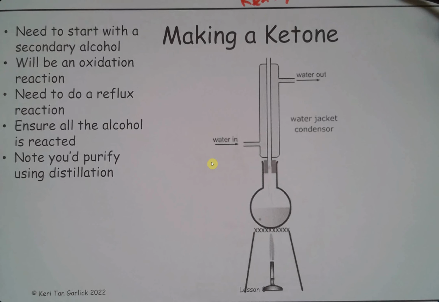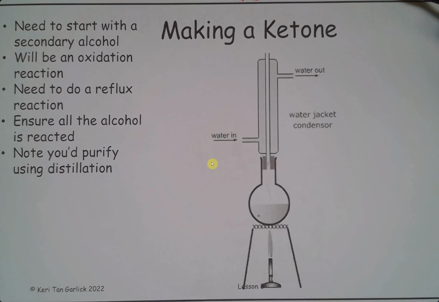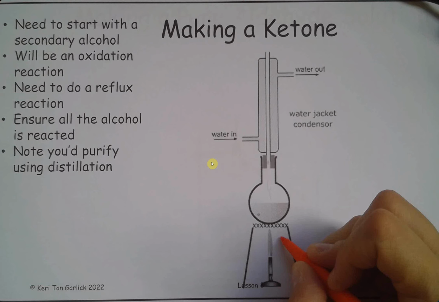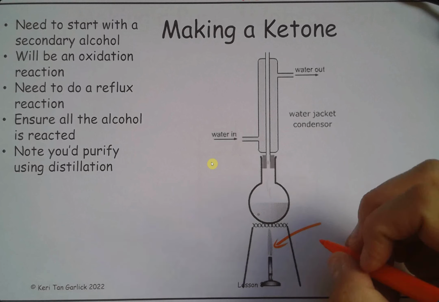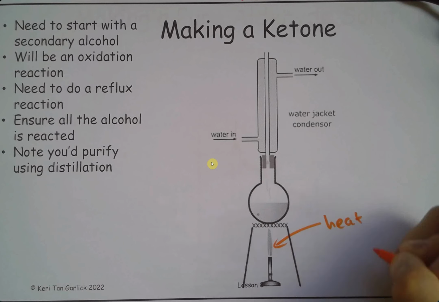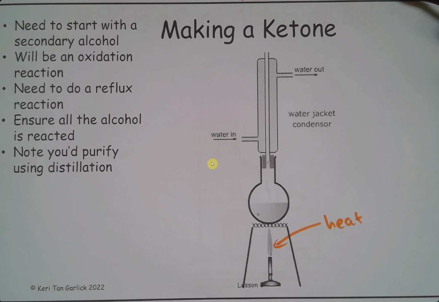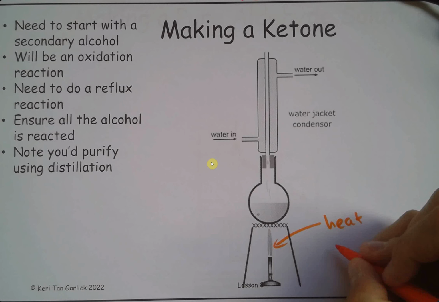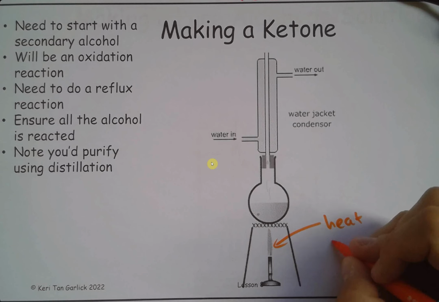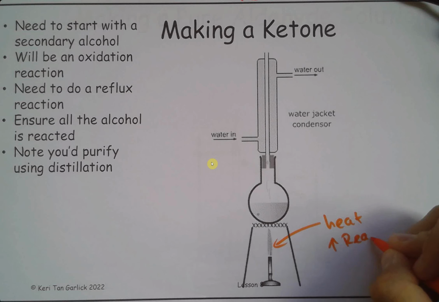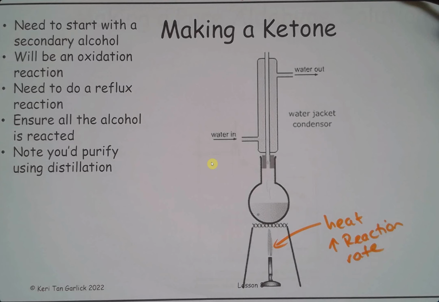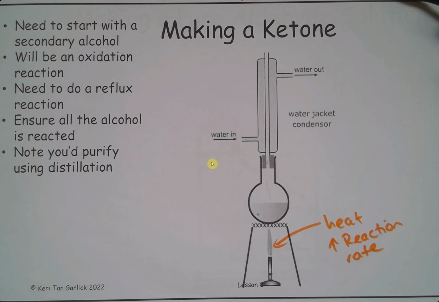With this reflux setup, some things to note of importance is the first thing is that we have a little Bunsen burner there, and that's heat. And that heat's important because, like we talked about in level 1 science, it is increasing the rate of reaction. And that's because the heat allows those particles to move faster and then collide and react.